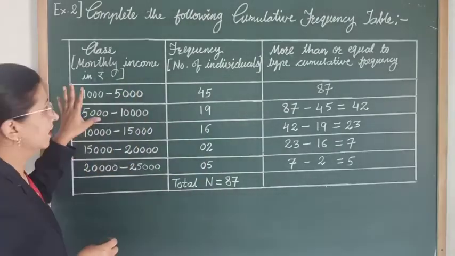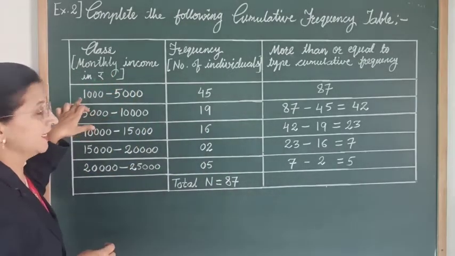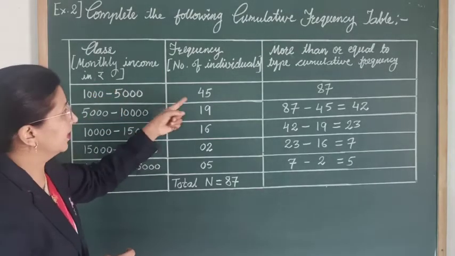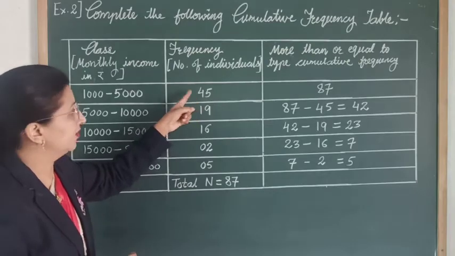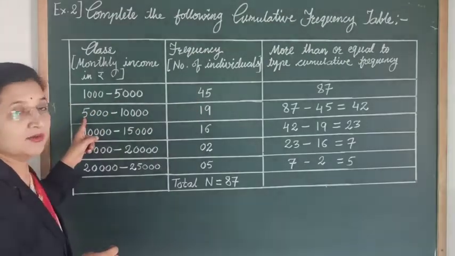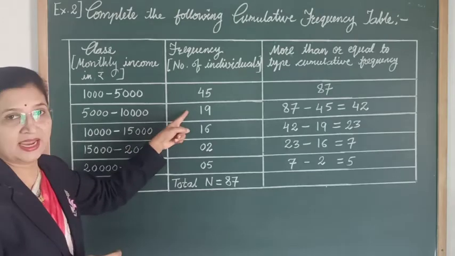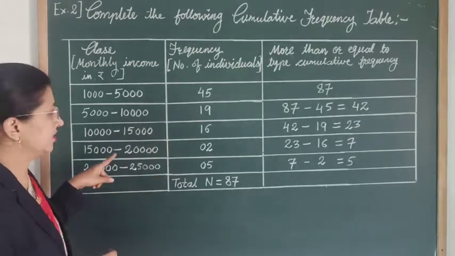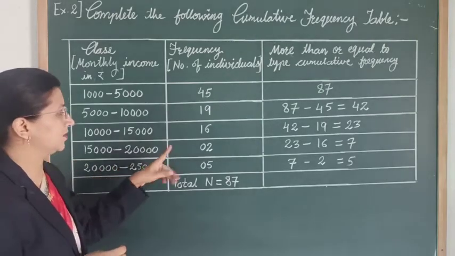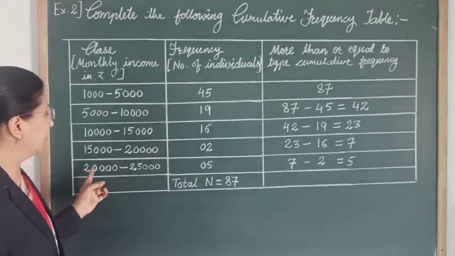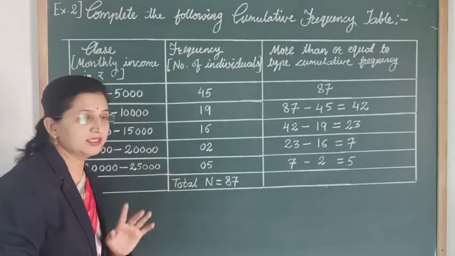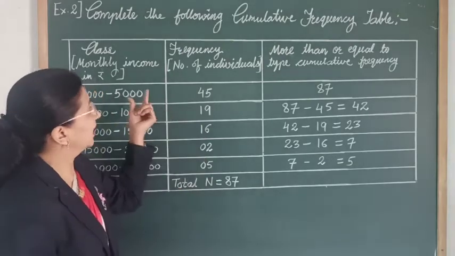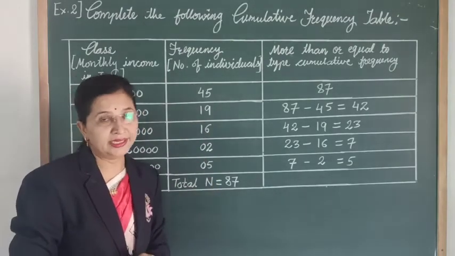Now here in the class it is given monthly income, that is 1000 to 5000. How many people have this income? 45 individuals. Then 5000 to 10,000, 19; then 10,000 to 15,000, 16 individuals; then 15,000 to 20,000, 2; and 20,000 to 25,000, 5 individuals. So here we are given the monthly income of 87 individuals.